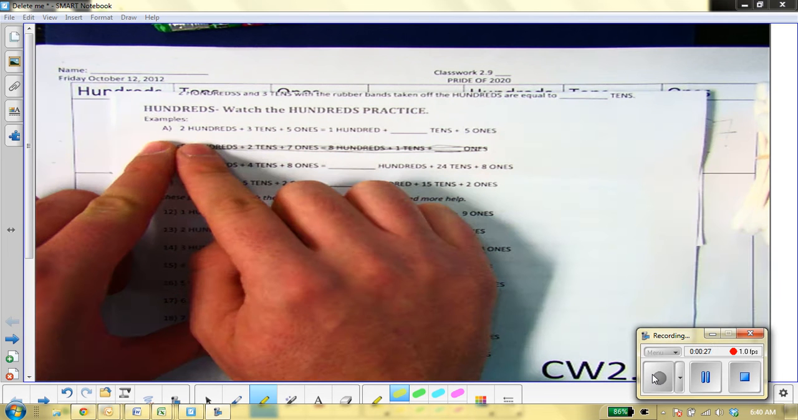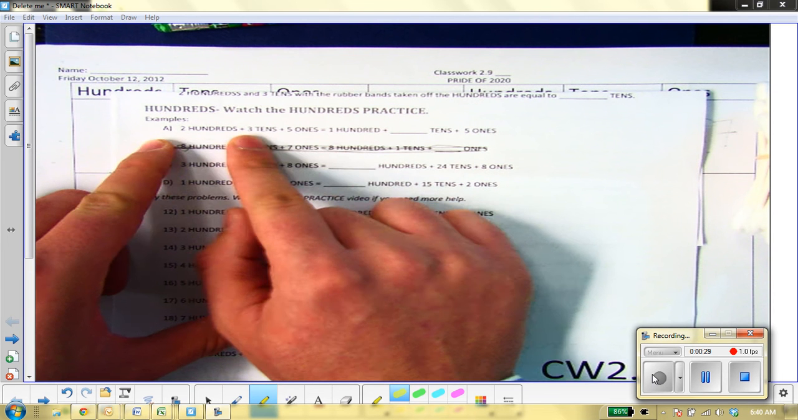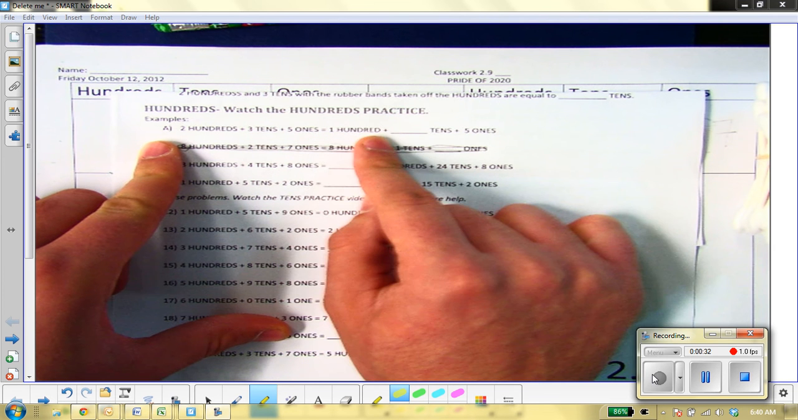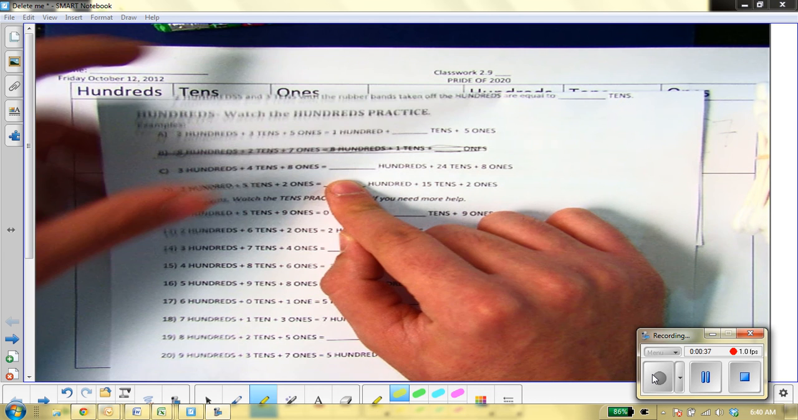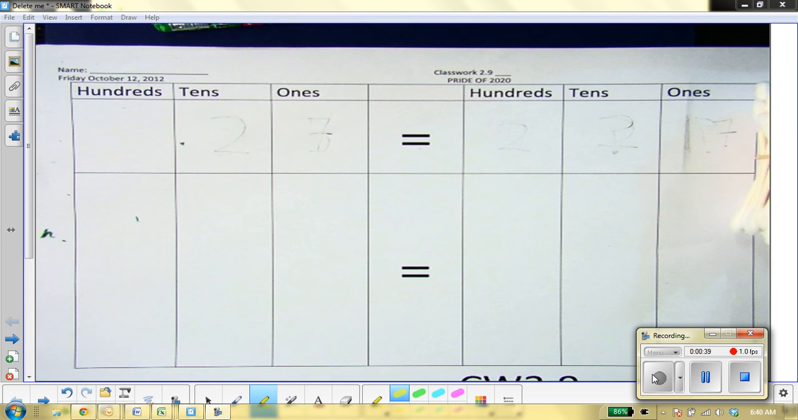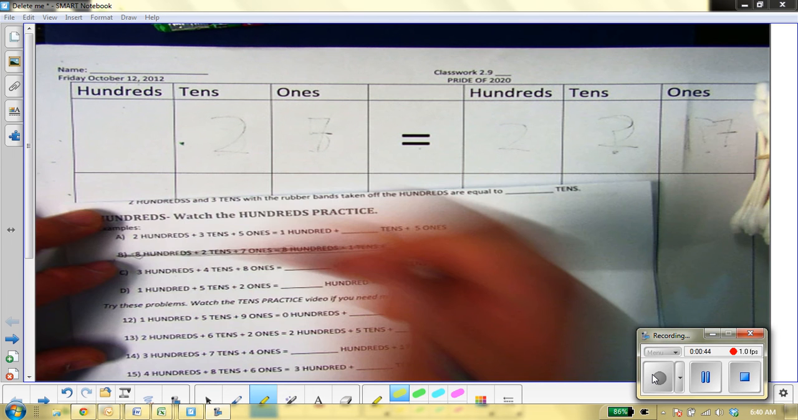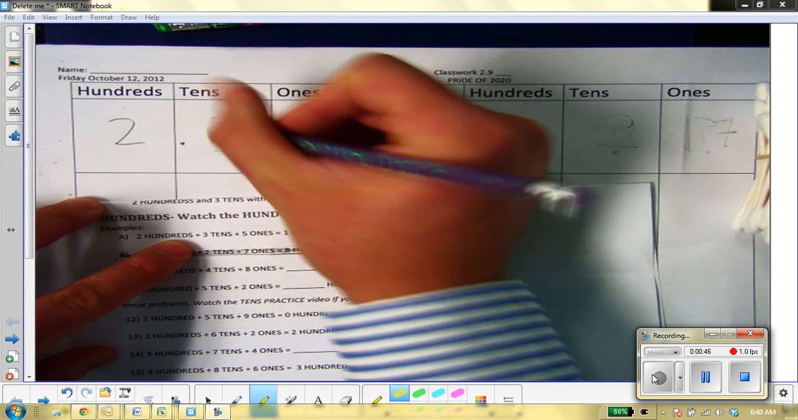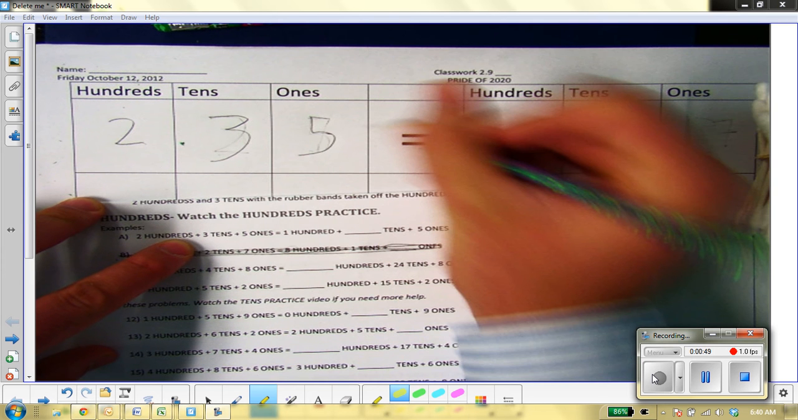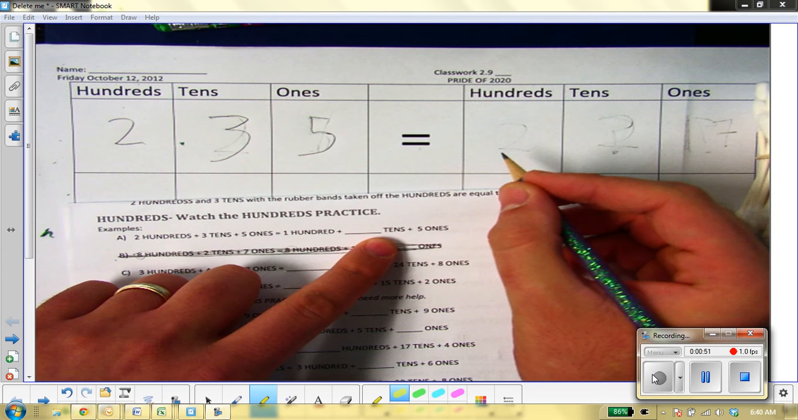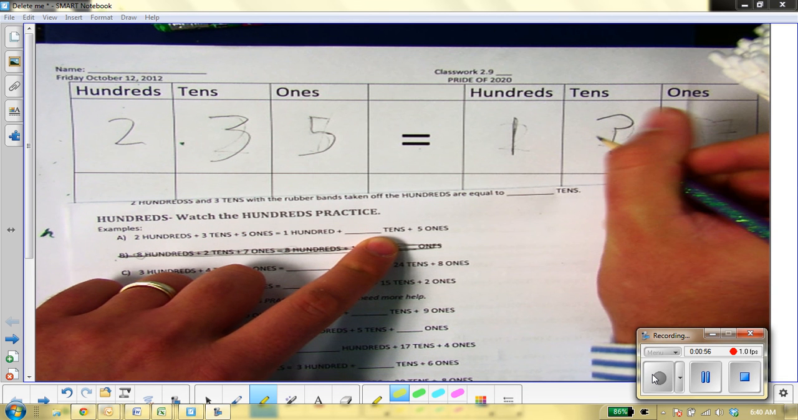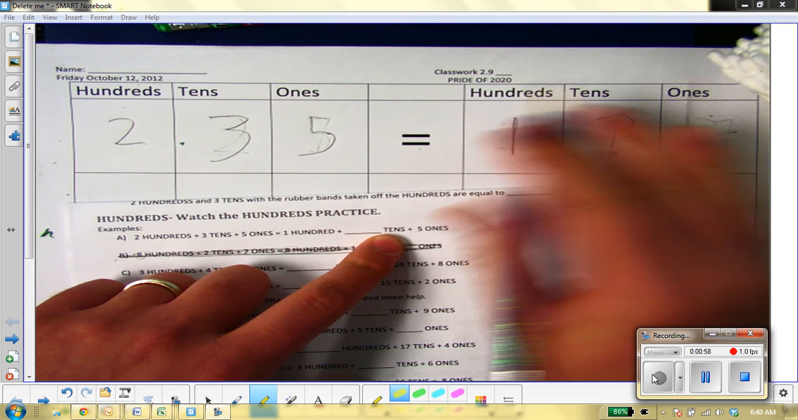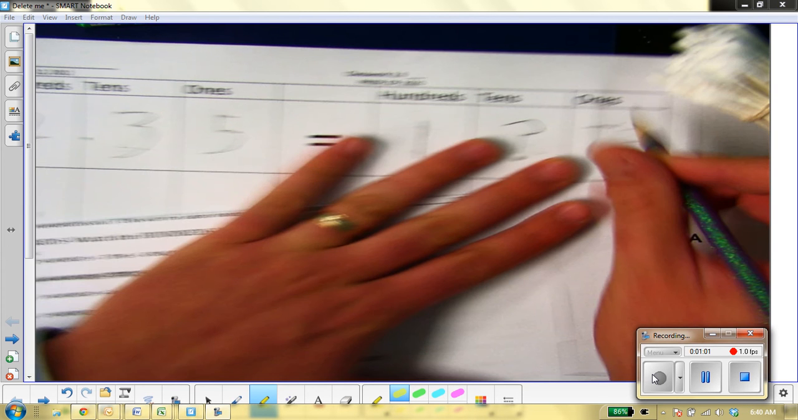Our first problem, problem A, 2 hundreds, 3 tens, 5 ones equals 100 how many tens and 5 ones? Again, our first step is to balance both sides. Whoops, our first step is actually to write down the numbers. 2 hundreds, 3 tens, 5 ones, 100, some tens, and 5 ones.